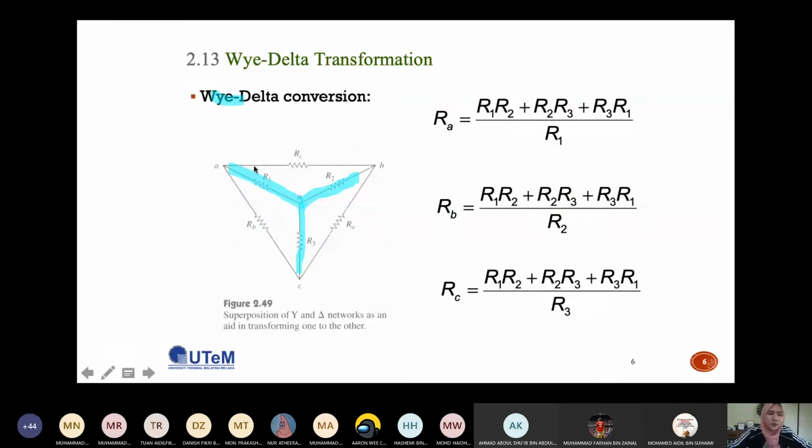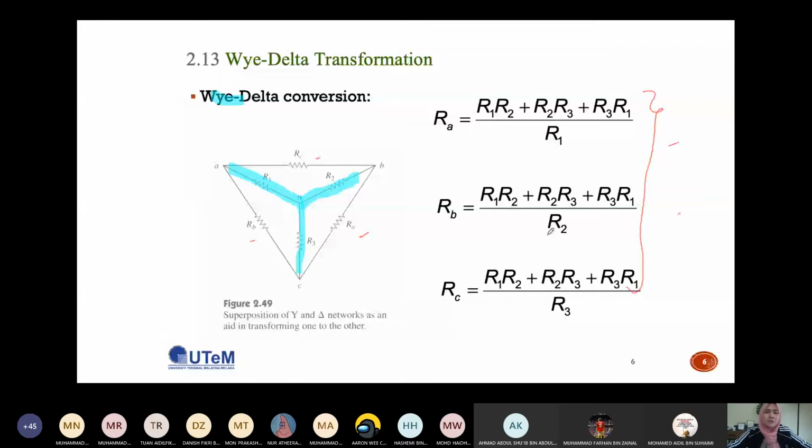Okay, so over here initially you have the Y network, the blue one over here, and you want to convert it into a delta network. Okay, this one. So then you need to calculate the values for RA, RB, and also RC. And these are the formulas for RA, RB, and also RC. Also, you need to remember this. I'm not sure whether it will be given in your final exam, but since your final exam is open book, maybe you don't need to remember the formula.